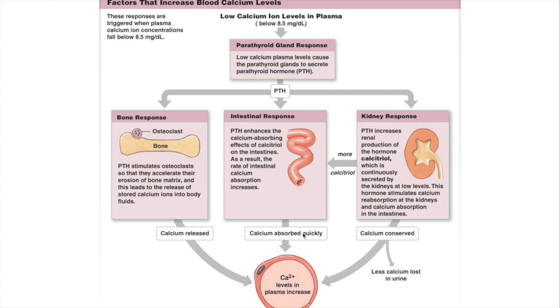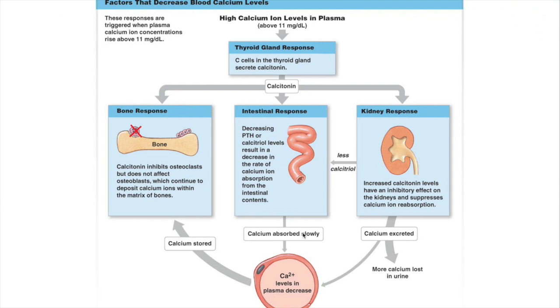Now calcium can also get too high. This is much more rare. But if it does, the thyroid gland secretes calcitonin. The thyroid gland's main hormone is thyroid hormone, but it also makes calcitonin. And calcitonin inhibits osteoclasts, so no bone is broken down, but bone continues to be formed by osteoblasts, so that's going to take calcium out of the blood.